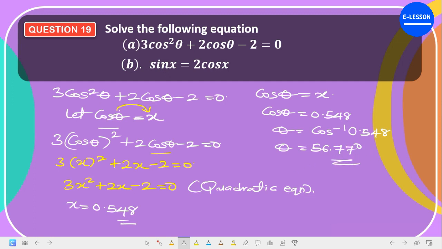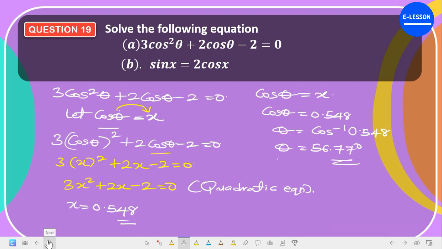Now this is a specific value. If it's a general value, we add 360 N, but forget about that. Just know that your theta is equal to 56.77 degrees. Now let's look at the next one.